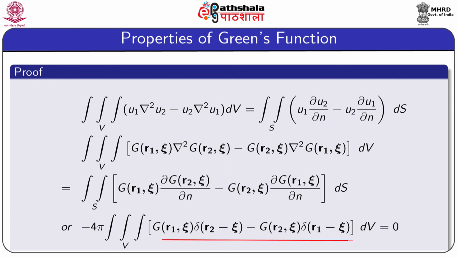Now, this integral can be separated. The value of the first integral is G(R1, R2) and the value of the second integral is G(R2, R1), and these values can be obtained using the property of the delta function. Therefore, this equation gives G(R1, R2) is equal to G(R2, R1). So, this says that the function G is symmetric with respect to the arguments R1 and R2.